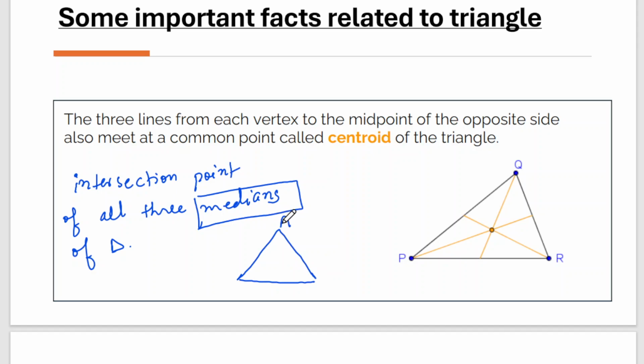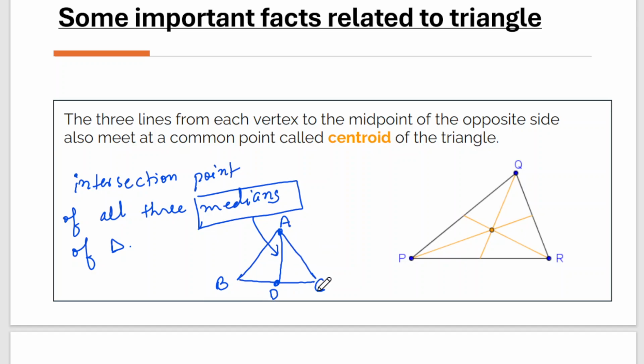See, suppose I take a triangle A, B and C. I have drawn a midpoint D here. Okay, I have drawn a midpoint. Now I will connect this midpoint to the opposite vertex. This line is called median. Okay, in this way you will be able to draw three medians. Two more medians you can draw.